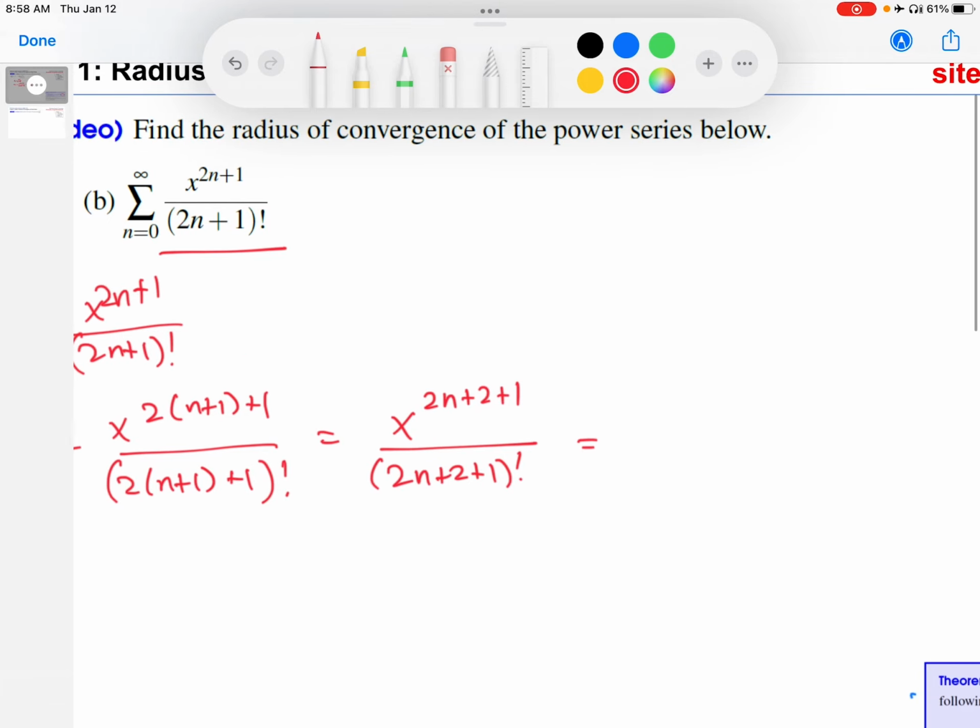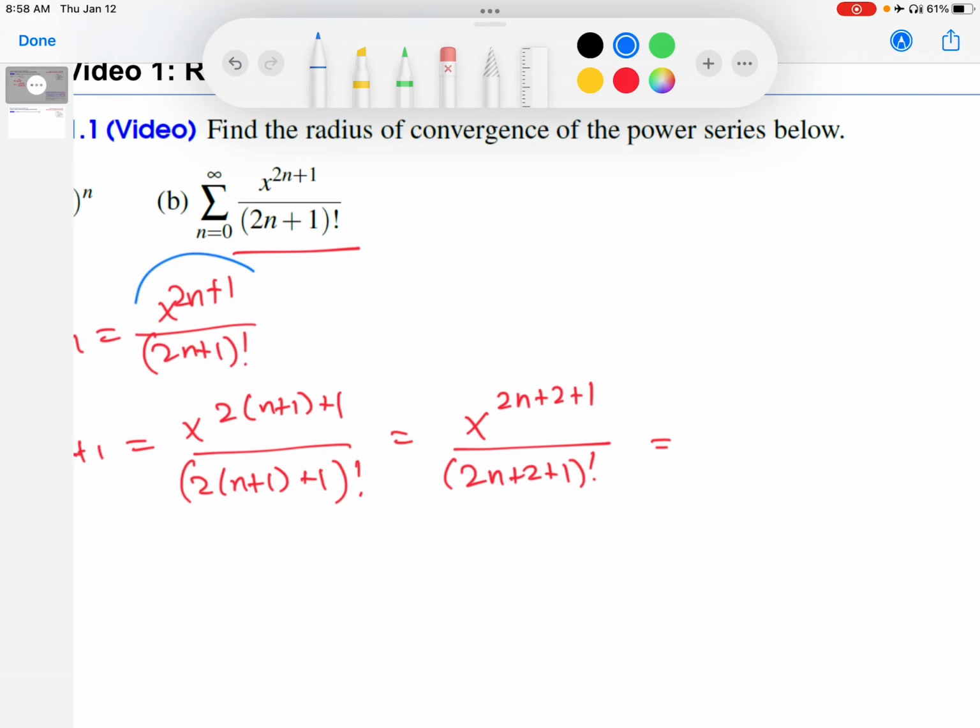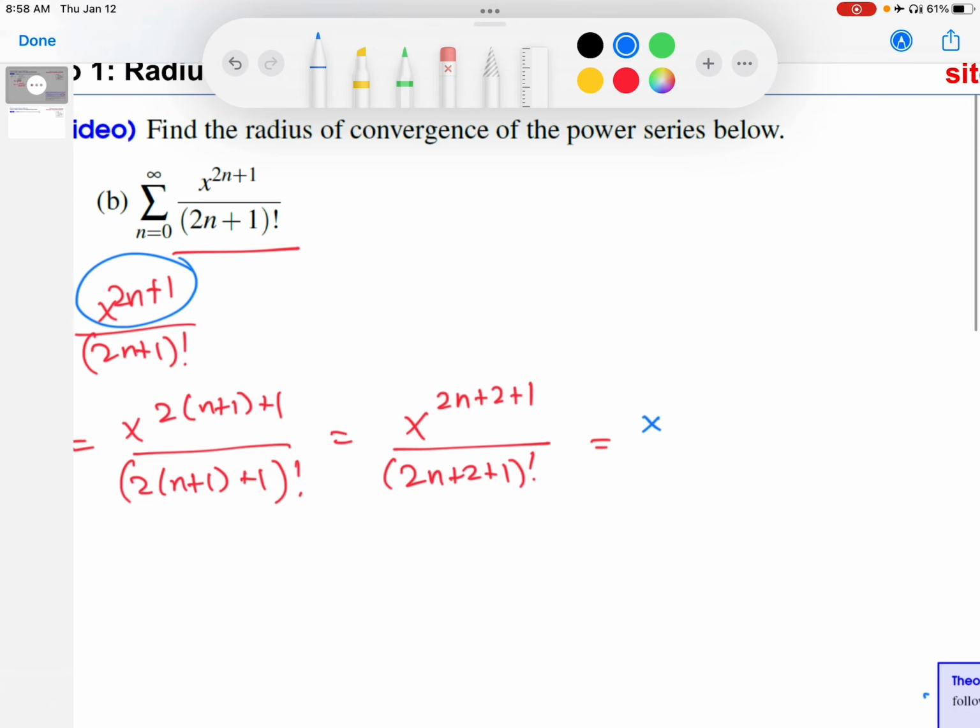That's a mouthful. Because we're going to end up finding the quotient of a_(n+1) and a_n, I'm going to group this one and this one, x to the 2n plus 1, and then there's an extra x squared left over.